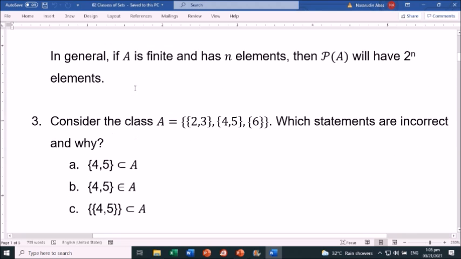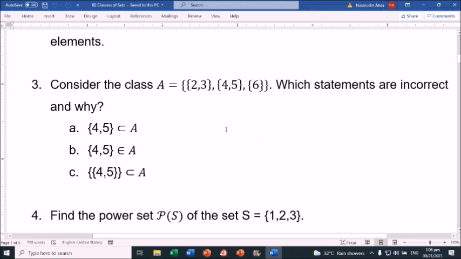In general, if A is finite and has n elements, then the power set of A will have 2 to the n elements. Example number 3, consider the class or the set A equals the set containing the set containing 2 and 3, the set containing 4 and 5, and the set containing 6. The question here is, which of the following statements are incorrect and why?